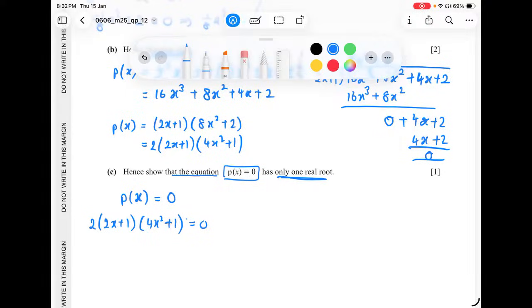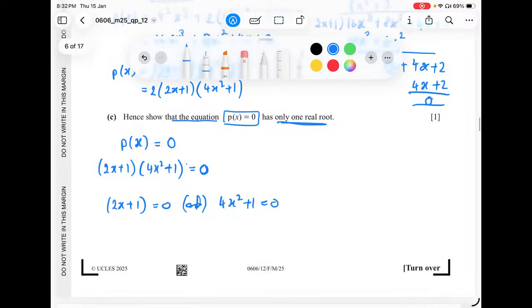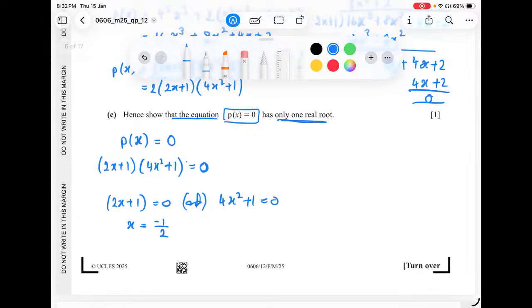You just divide 0 divided by 2. You can take off this 2. This 2 doesn't matter because when you divide the other side, it will be 0 itself. So now you can separate these two terms, writing 2x plus 1 equals to 0 and 4x squared plus 1 equals to 0. For this, the x should be negative half. And for this, what happens here is you bring the plus 1 to the other side, you get negative 1. And when you divide by 4, x squared will be negative 1 over 4.